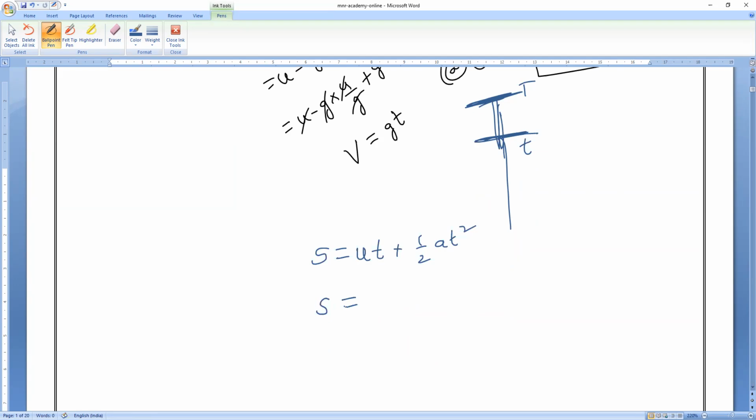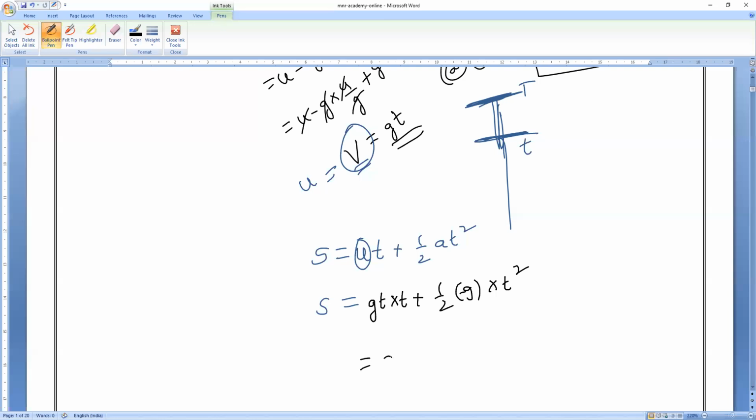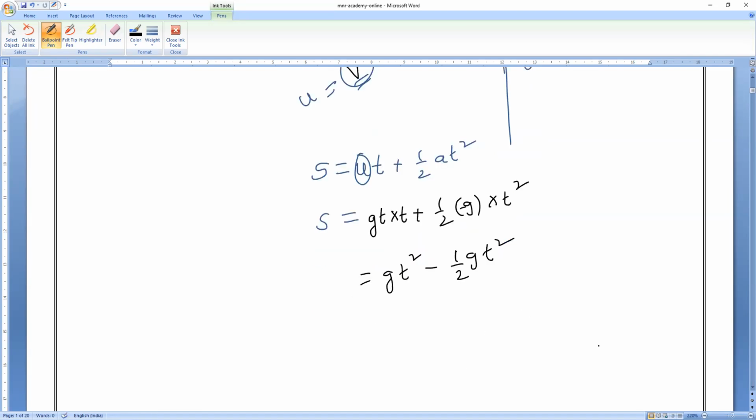You can get it. So S is equal to, what is the initial velocity at that point? Initial velocity is equal to g t. Understand everybody? So g t into t plus half into a, which is minus g, into t square. Now this will become g t square minus half g t square. Now you can find it easily. This is 1 g t square, this is half g t square. Let me take g t square outside. So 1 minus half means how much? Half g t square.